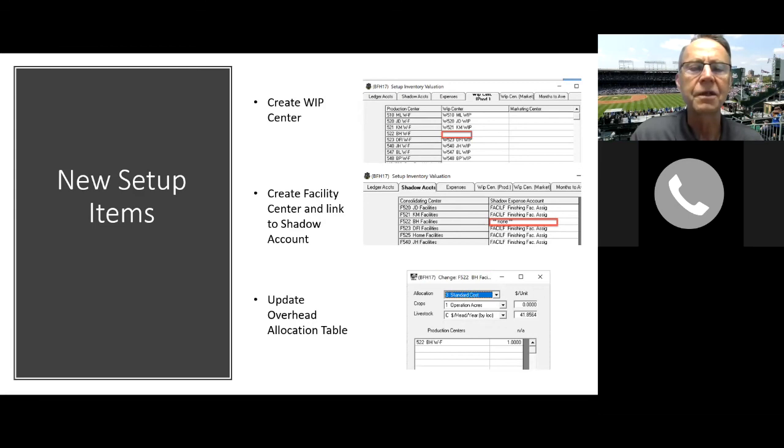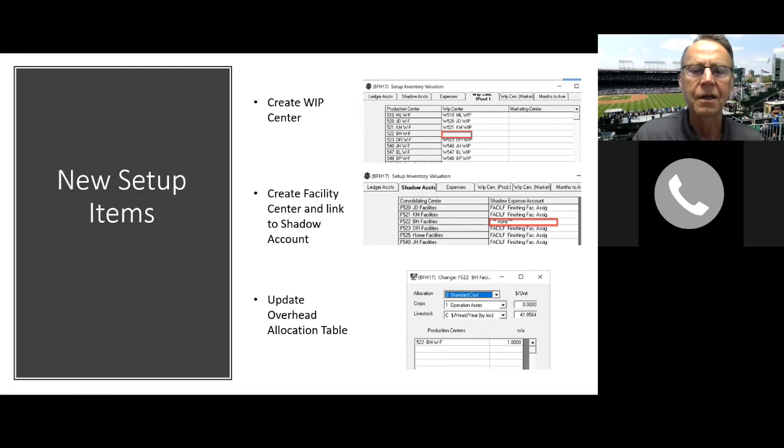Here we're in the inventory valuation setup, and this is the WIP tab. Conversely, we have facility centers and shadow accounts, and you can create shadow accounts automatically, but for some kinds, like facilities, we want to just use one shadow account for multiple facilities. So you need a process when something new happens. For crops, it may be once a year. For livestock, it could happen more frequently depending on what kind of growth you're on, but make sure this is done before calculating inventories. And then you need to update the allocation table if there's something new that needs to be added.